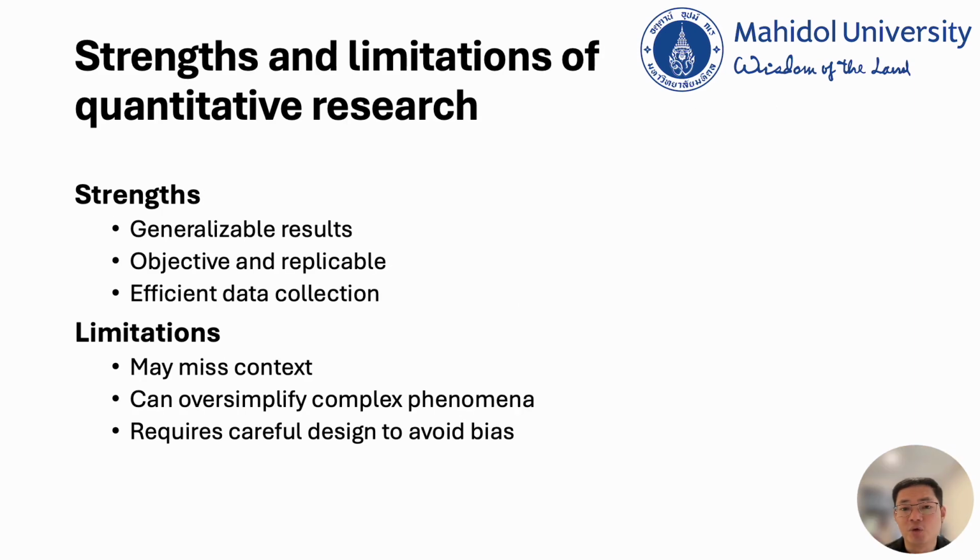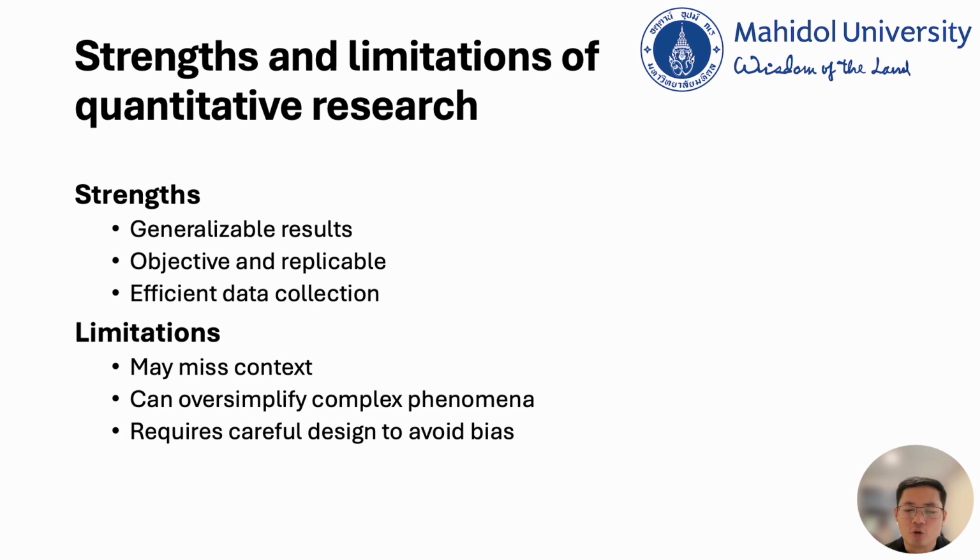Let's take a quick look at some key strengths and limitations of quantitative research. One major strength is that it often produces generalizable results, especially when using large, representative samples. It's also objective and replicable, meaning other researchers can follow the same steps and expect similar outcomes. In addition, data collection, especially with surveys, can be quite efficient and scalable.